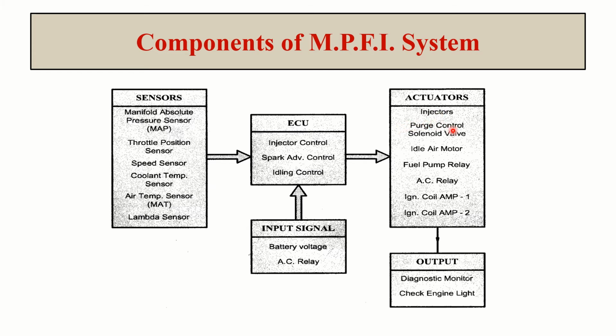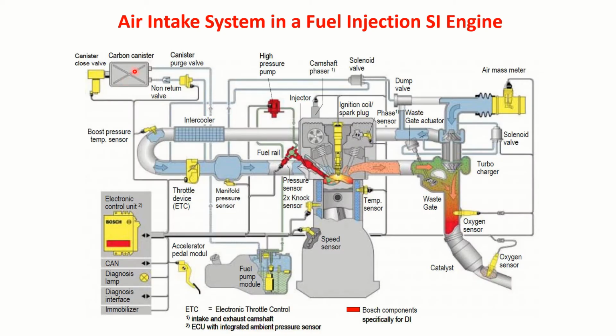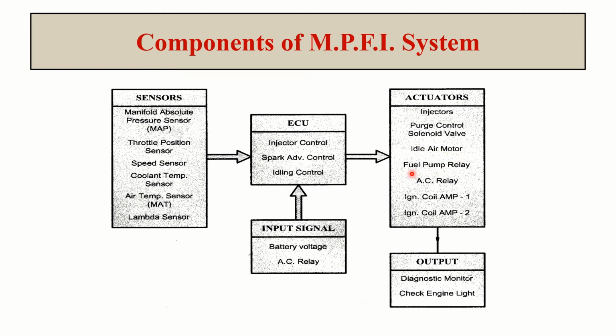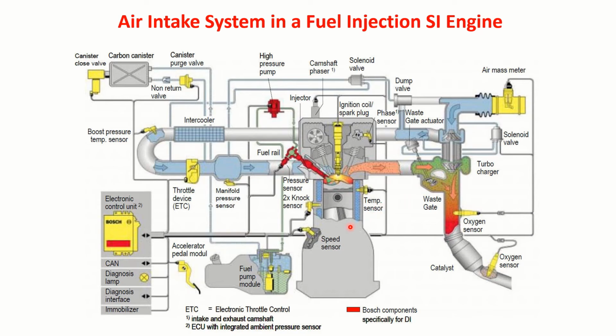Then the purge control solenoid valve has to open, which I've explained here. You have the carbon canister and the purge valve; whatever vapors are there are also made to flow into the inlet manifold. Then the idle air motor and the fuel pump relay. You can see here you have the fuel pump. This is the pressure pump. Again it will send a signal for how long it should open.